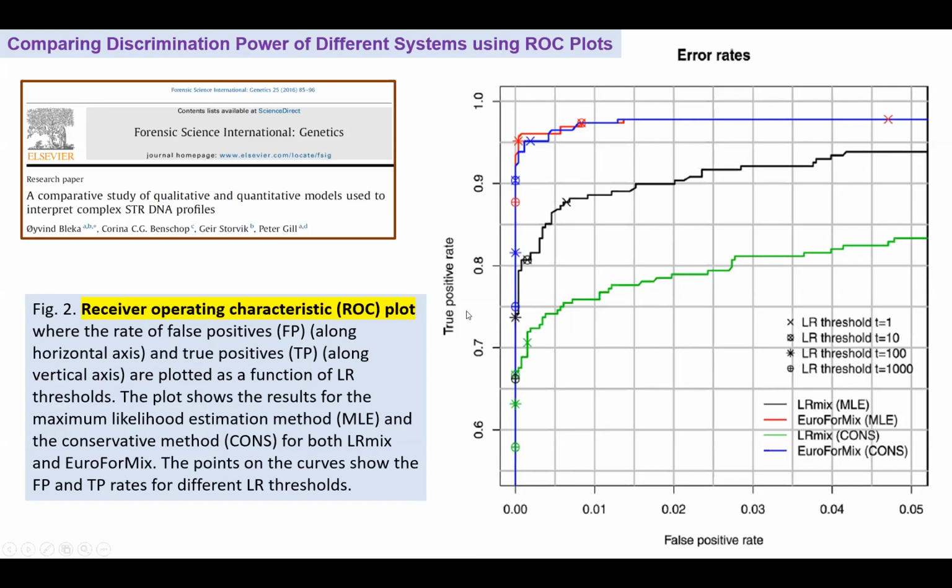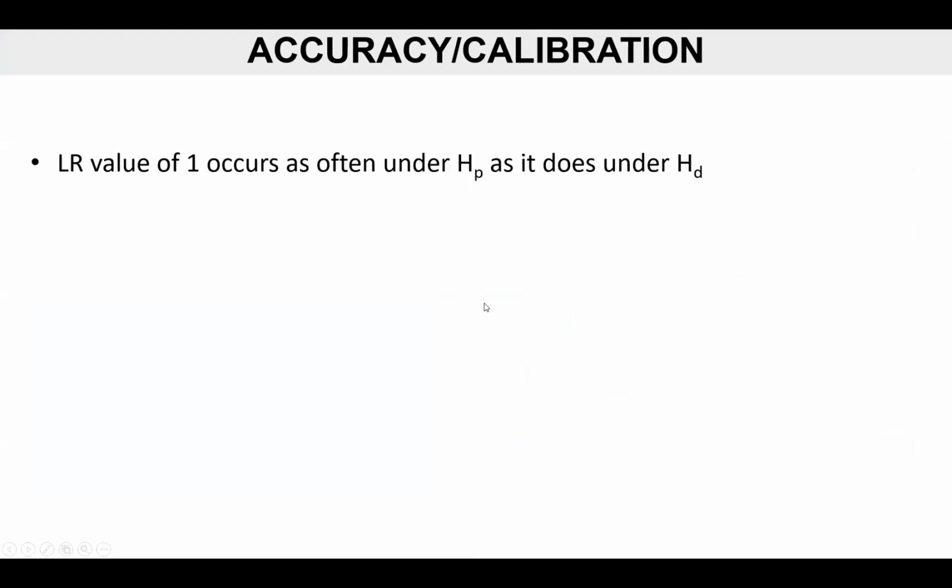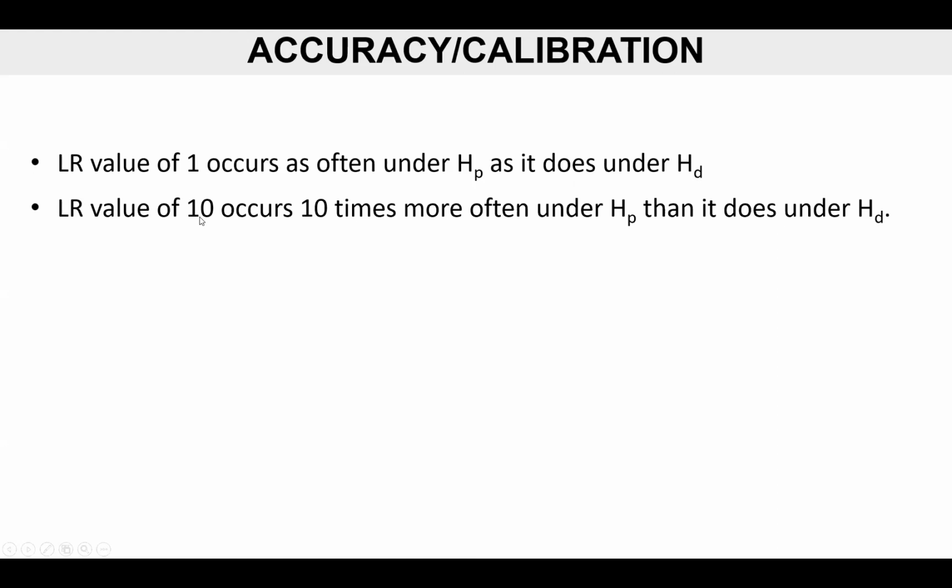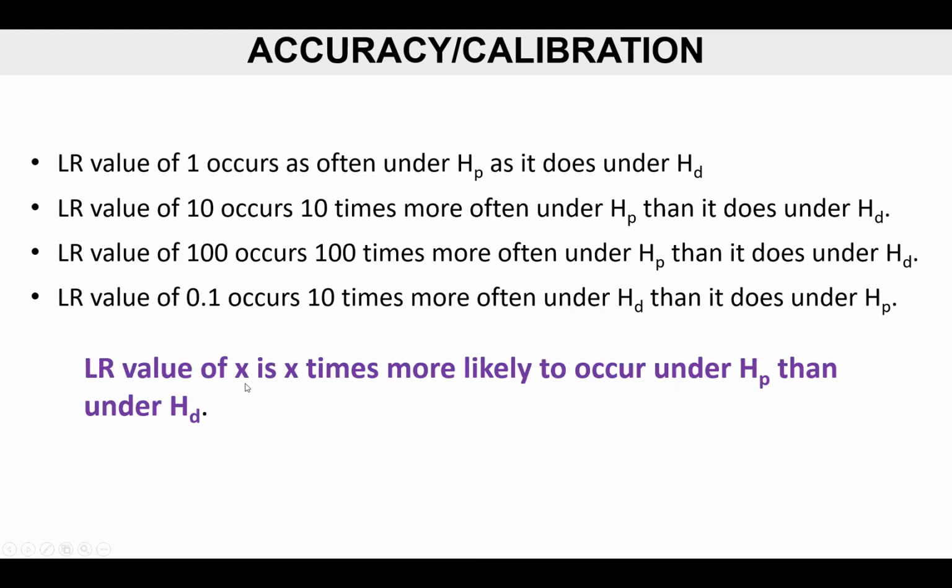For accuracy or calibration, it's interesting to note that a true likelihood ratio, that's a theoretically correct likelihood ratio, has a built-in promise. For instance, LR value of 1 occurs as often under HP as it does under HD. LR value of 10 must occur 10 times more often under HP than it does under HD, and so on. Okay. So in general, LR value X is X times more likely to occur under HP than under HD. So this is the promise that's built in to an LR statement.